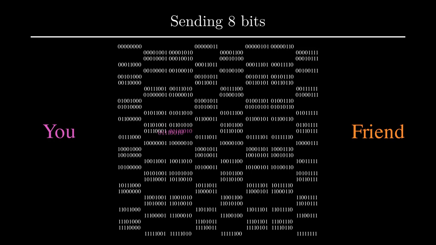Now if you choose a message to send and a bit gets flipped, the signal your friend receives won't be the signal you sent, but it also won't be interpreted as a different message, because there are no 2 messages that are just one bit flip away from each other.